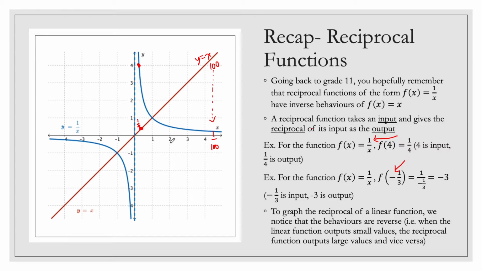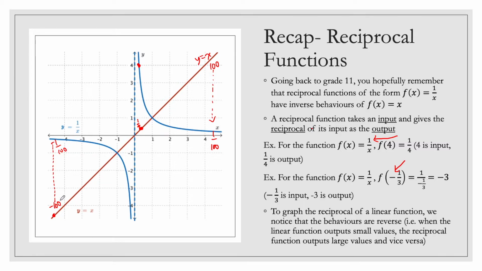So essentially, when the linear function has a smaller value, the reciprocal function will have a larger value, and vice versa. And we could do the exact same thing when we're looking at the negative numbers. So over here, I'm just going to pick an arbitrarily large negative number. Let's say it's negative 100 for the linear function. Its corresponding reciprocal value is negative 1 over 100, which is essentially a very small negative number.